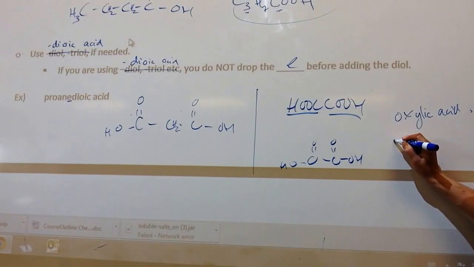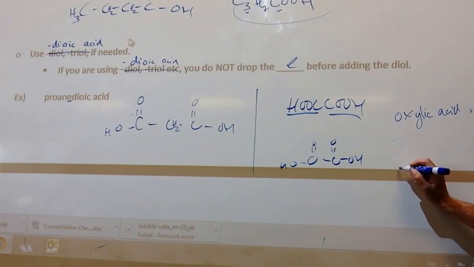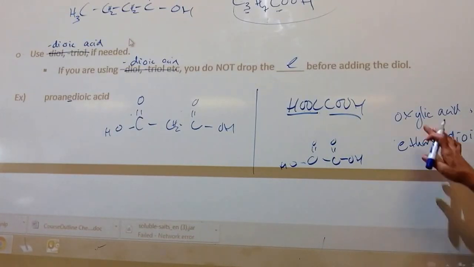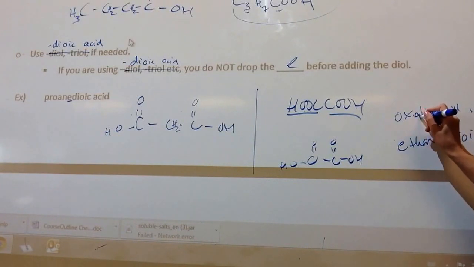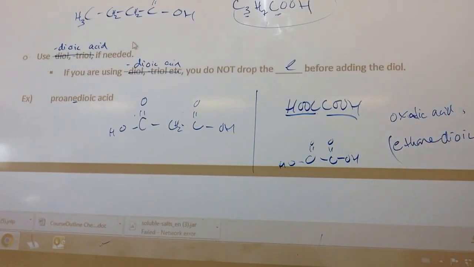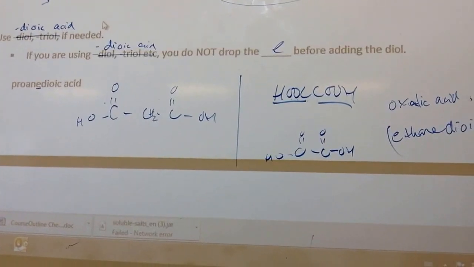But we could call it the IUPAC name of ethanedioic acid. It's spelled a little bit differently in the book. Instead of a Y, it has an A. And I believe in your book it even has that in brackets, does it? No. Okay. So this is obviously the common name. This is obviously the IUPAC name. Everybody understand? We're good? Any other questions? Okay.